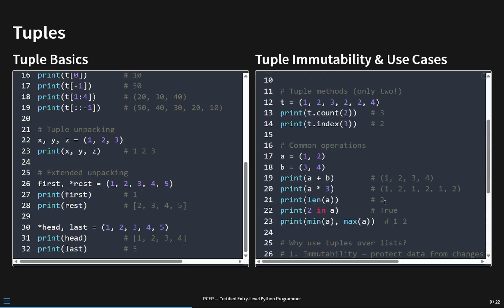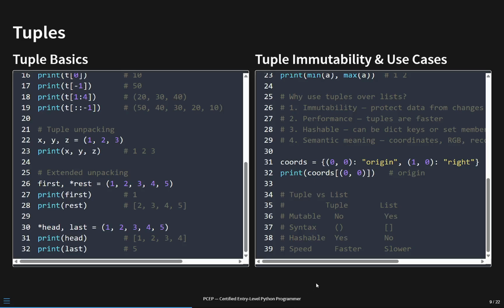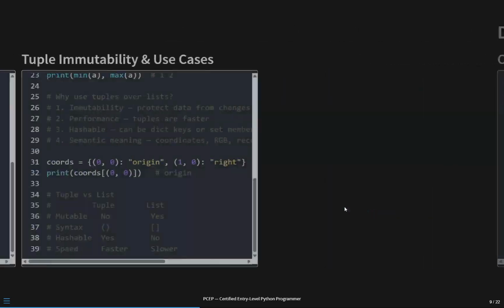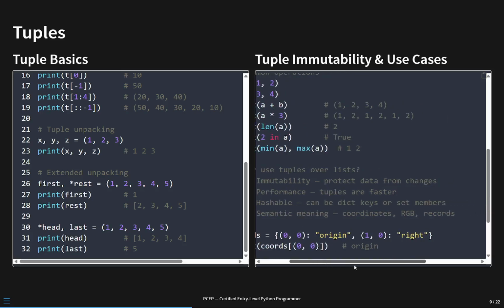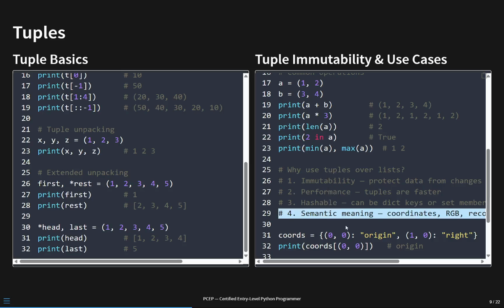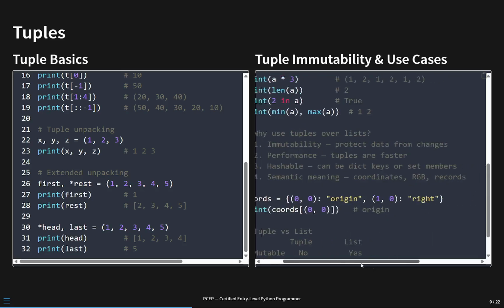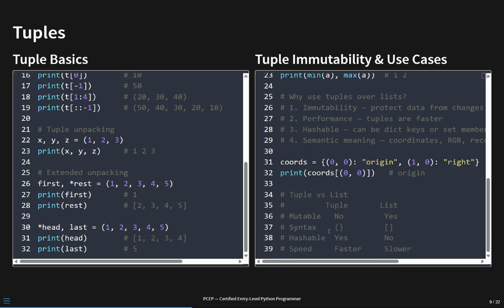Why use tuples? Four reasons. Immutability: protect data from accidental modification. Performance: tuples are faster than lists to create and iterate. Hashability: tuples can be dictionary keys and set members because they're immutable. Semantic meaning: coordinates, RGB values, database records are naturally fixed length, fixed structure data that tuples express perfectly.